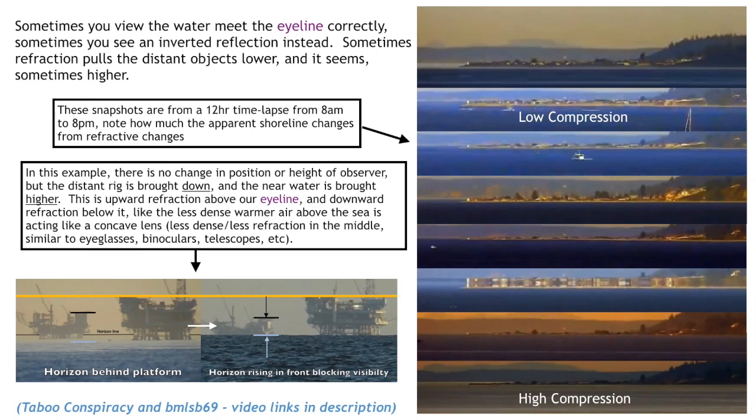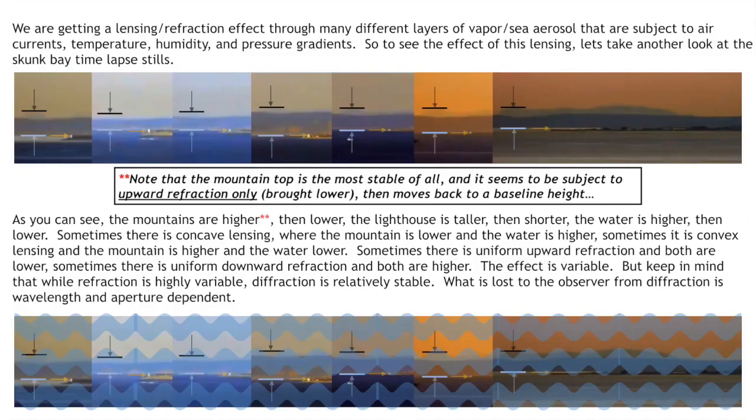Like the less dense, warmer air above the sea is acting like a concave lens of sorts. Less dense or less refraction in the middle. Similar to eyeglasses or binoculars or telescopes, things like that. So we are getting a lensing or refraction effect through many different layers of vapor or sea aerosol that are subject to air currents, temperature, humidity, and pressure gradients.